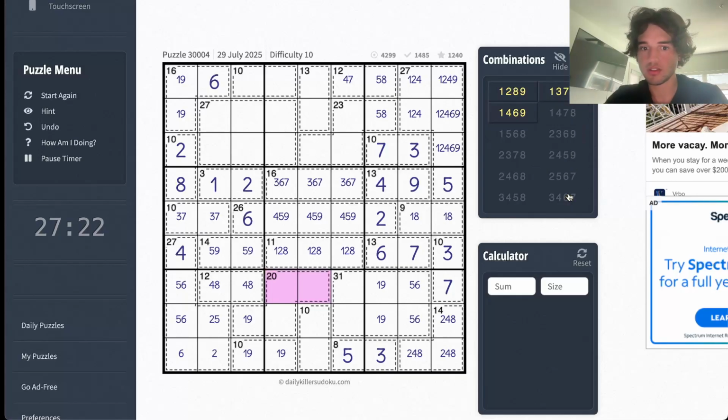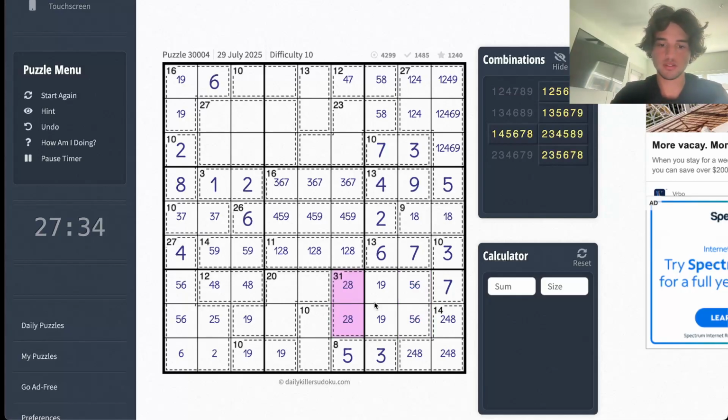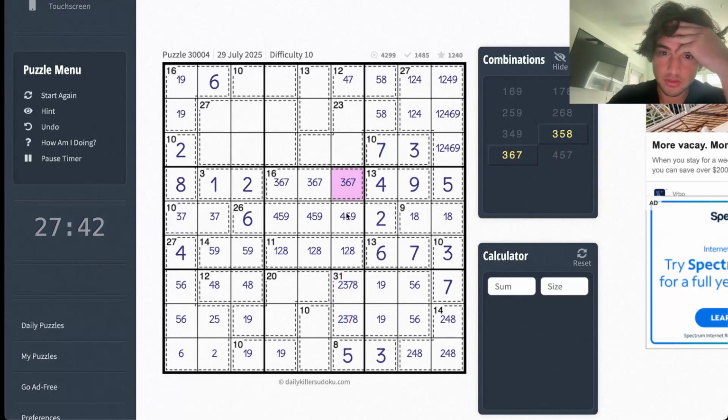And then 2 8, 3 7, or 4 6. And you get 2 8, 3 7, or 4 6. But that can't have a 2, that can't have a 4 6. So this is 2 8 or 3 7. 2 8 or 3 7. So you get a 1 or a 6 there because of that.